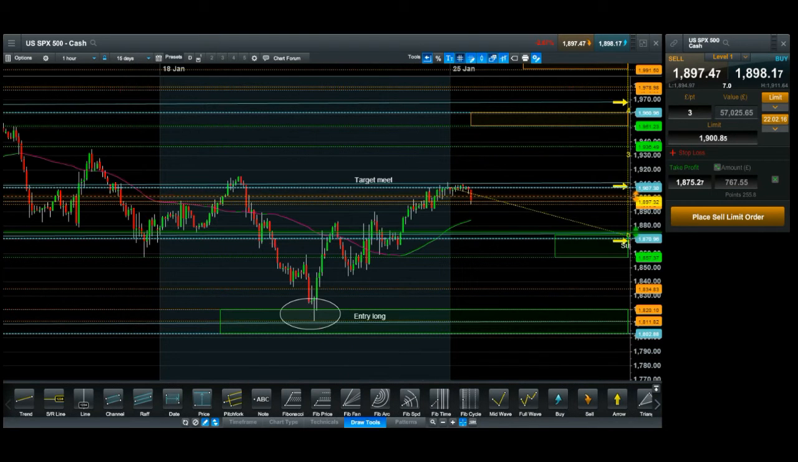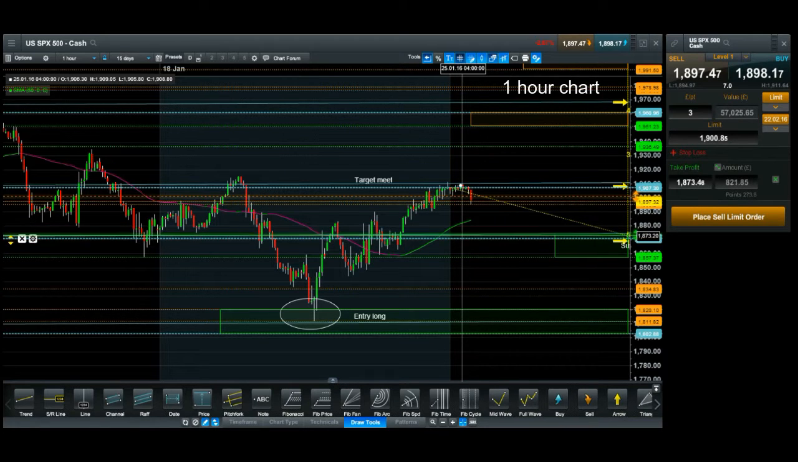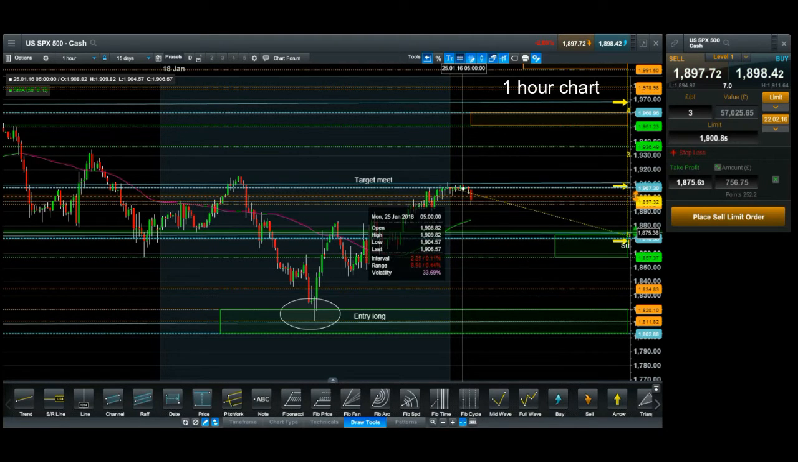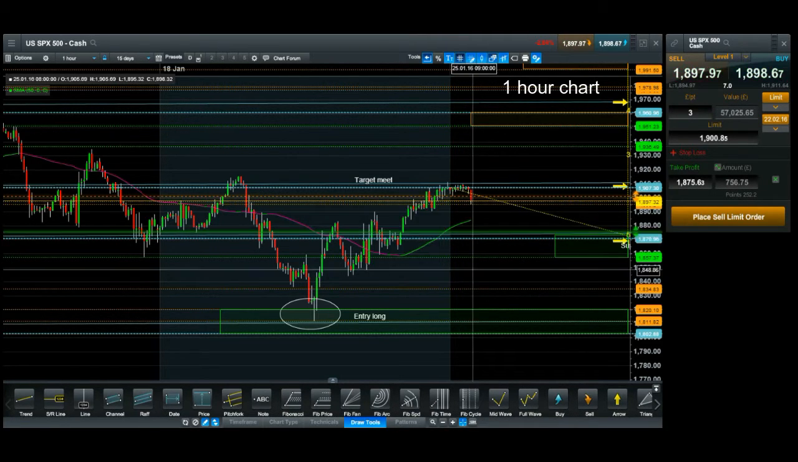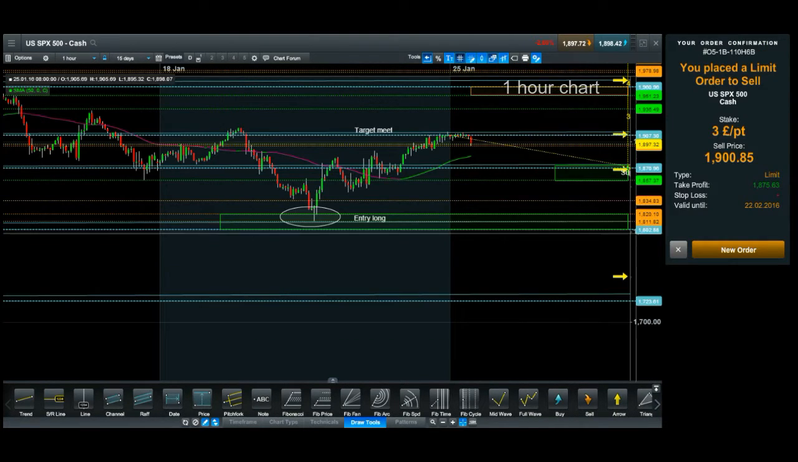Let's go back to 1 hour. That's right. That was a support area, support zone. So as I expected, I gotta close the trade around here, about 10 to 20 pips above it. Okay, so that's all set.